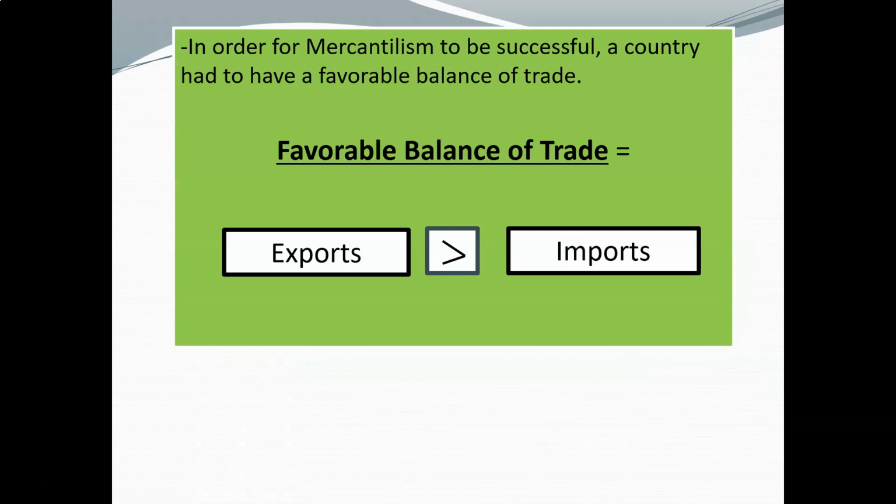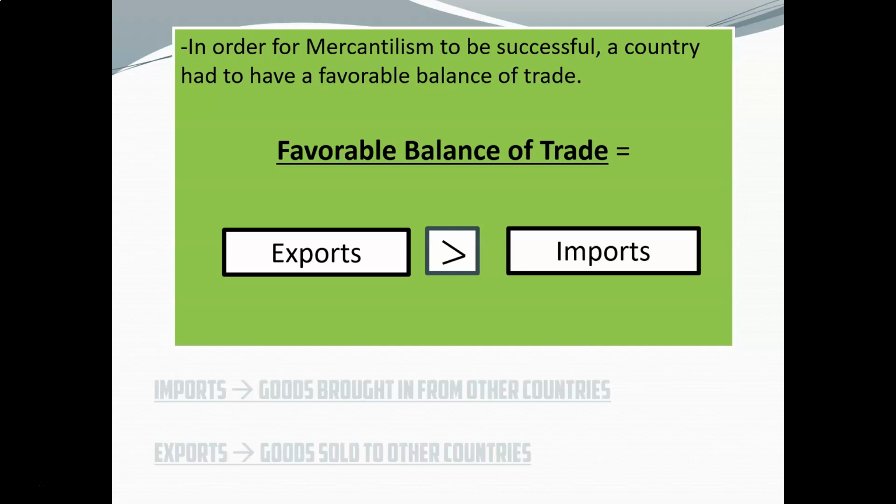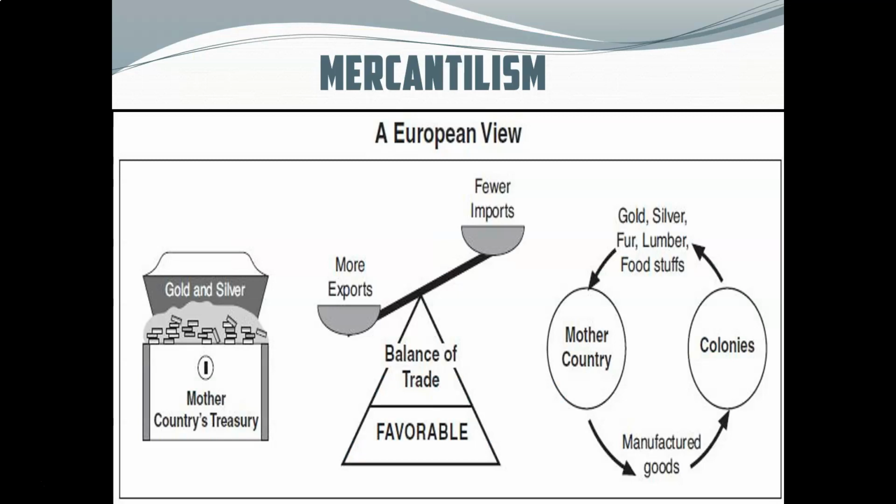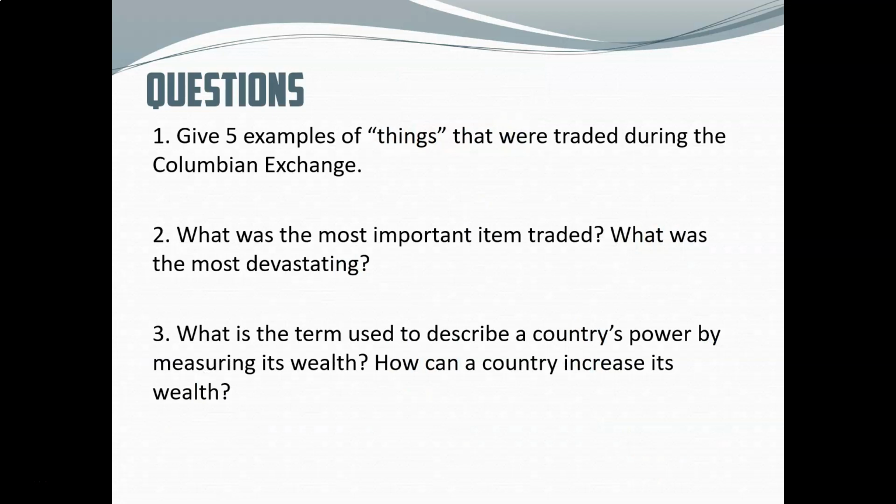So, just to remind you how mercantilism works, we're going to hit this with a few more charts. Exports are greater than imports. That's what you want. You want to do that in order to achieve a favorable balance in trade. Imports are goods brought in from other countries. Exports are goods sold to other countries. Make sure you understand the difference between importing and exporting. Now, a European view, they saw it as the mother country should have a very large treasury, having fewer imports than they do exports, balancing their trade, and then gold, silver, fur, lumber, those things are coming into the mother country while they send the manufactured goods out.